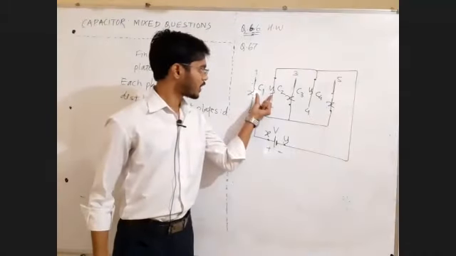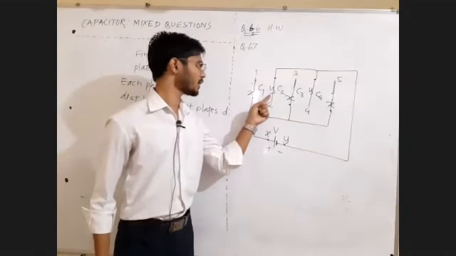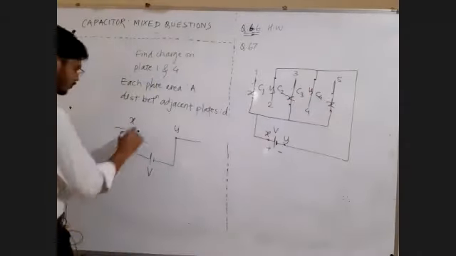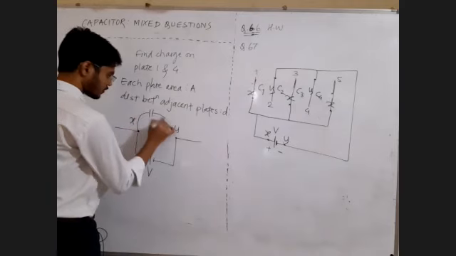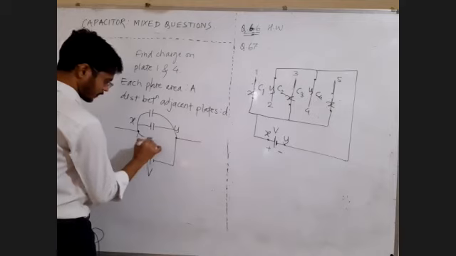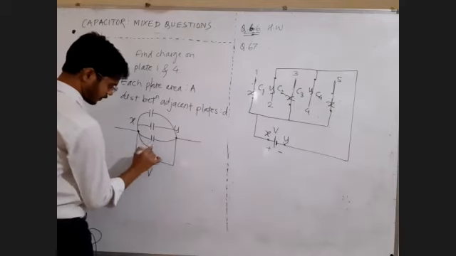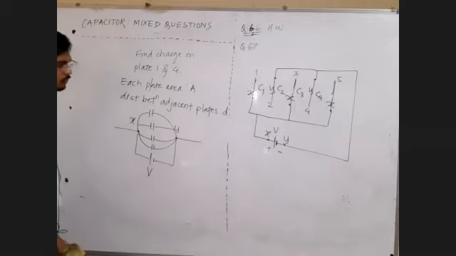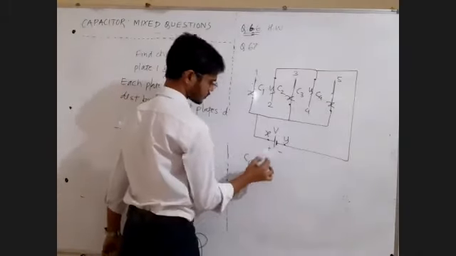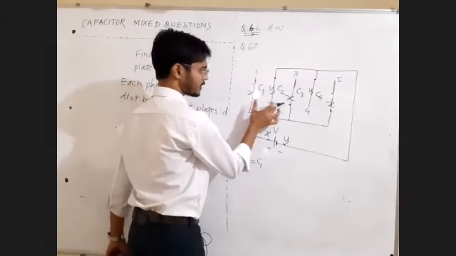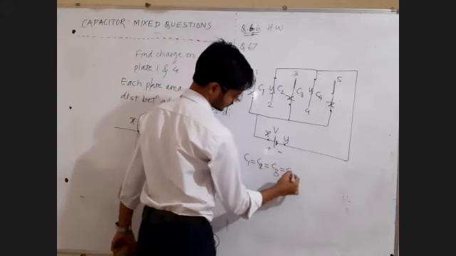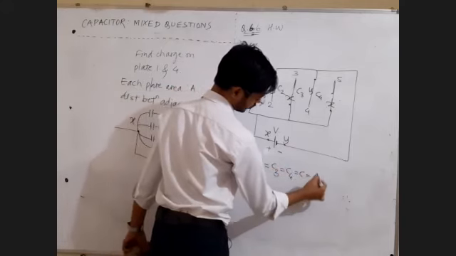between point XY, second capacitor between point XY, third capacitor between point XY, fourth capacitor between point XY. So there are 4 capacitors which are in parallel. And all these capacitors must be equal in value because plate area and separation both are same. C1 equals C2 equals C3 equals C4 is equal to C.